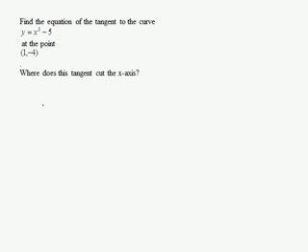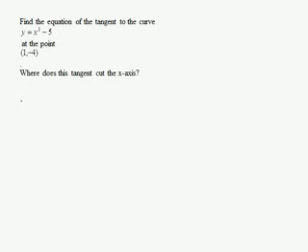First, the thing you've got to remember is that the gradient of the tangent at any point is given by the derivative of the function. In this case it is y equals x cubed minus 5. So to find the gradient of the tangent, you would differentiate this function, and then at x equal to 1 you'd find the gradient.